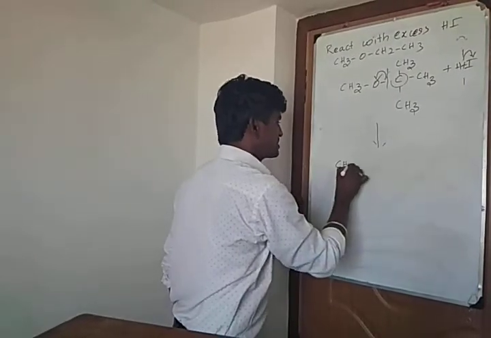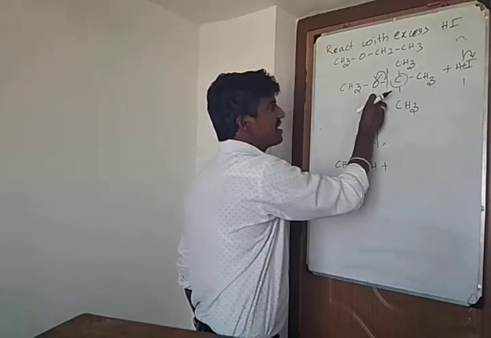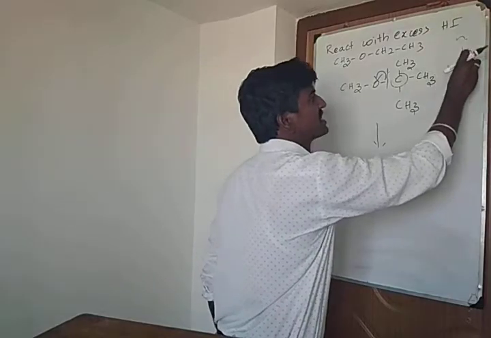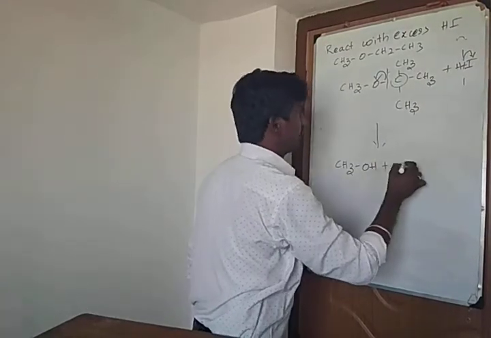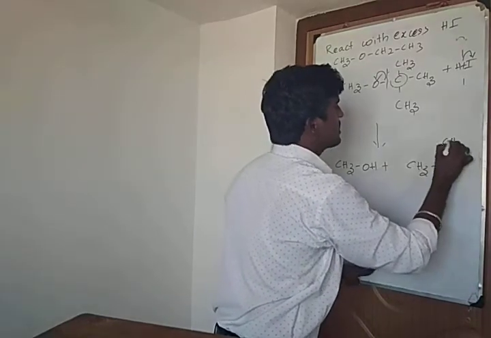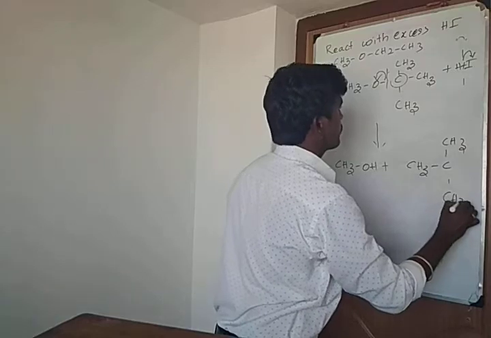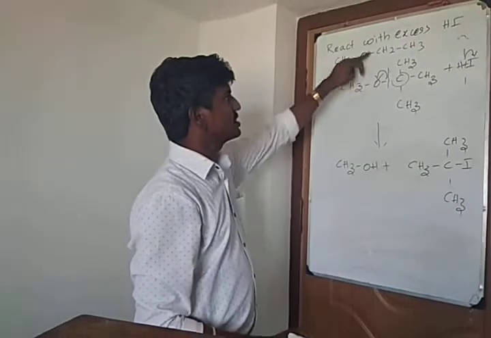You can get CH3OH. React this mixed ether with an insufficient amount of hydrogen iodide. Insufficient means 1 mole of hydrogen iodide. You can get CH3C(CH3)2I. Are you clear? What is the difference between these two reactions?